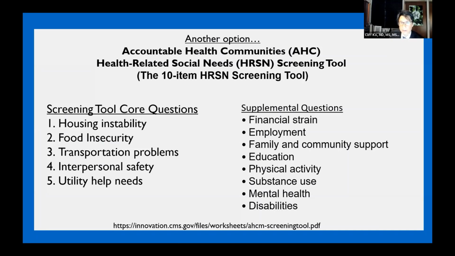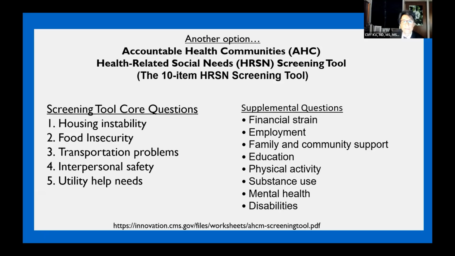Another option is primary data collection. There are a number of screening tools out there, and I know that the 2 prior speakers talked about some. This is the HRSN, the Health Related Social Needs, and this is a 10-item screening tool. There are core questions and supplemental questions. I'm sorry, I misspoke about the ICDs. Those were not done by CMS. This was done by CMS. The core questions address housing, food insecurity, transportation, interpersonal safety, and utility. And then you can see the supplemental questions there, the topics.